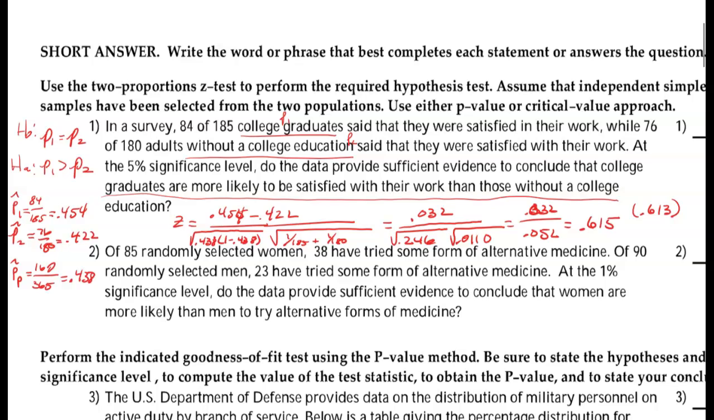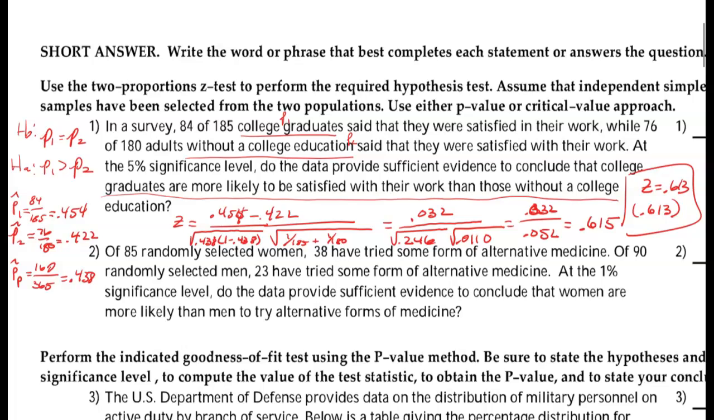0.613. That is okay. The calculator is actually going to be a little bit more accurate. If we had pulled all these numbers out to 4 or 5 decimal places, we would have been closer to 0.613. So that is your test statistic. All right? That is the test statistic, that 0.615 or that 0.613. All right, I'll use 0.613, doesn't matter which one you use.